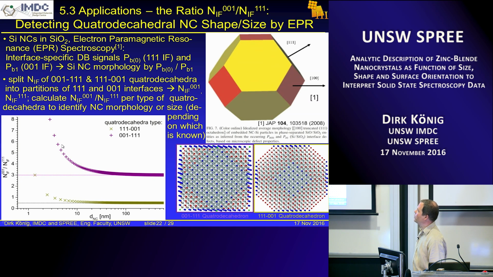And that means you can either, what's the more likely case, know the size of your crystals roughly and get the shape partitions, or you turn things around: if you know the shape already, because you have a certain etching process or whatever, you can derive the size or size distribution. So that actually gives a very nice handle on further interpreting EPR data.